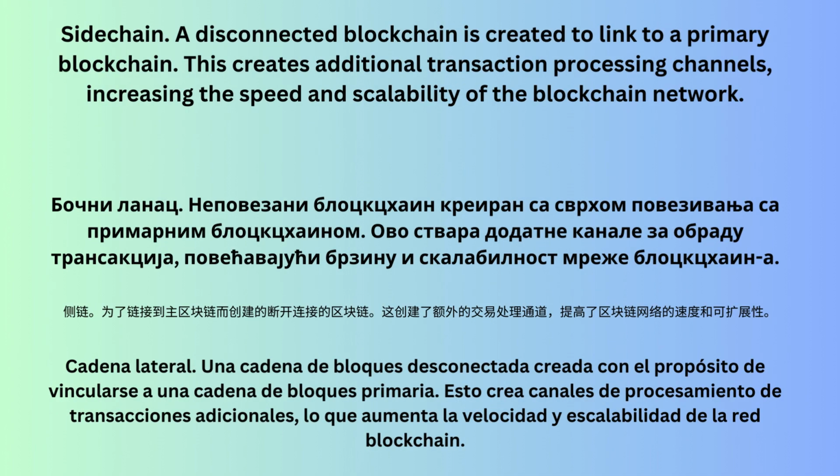Sidechain. A disconnected blockchain is created to link to a primary blockchain. This creates additional transaction processing channels, increasing the speed and scalability of the blockchain network.